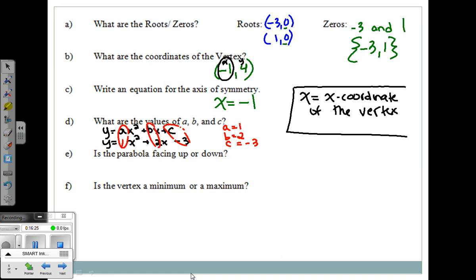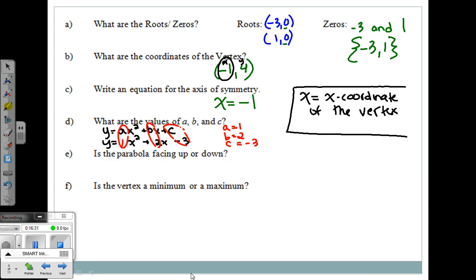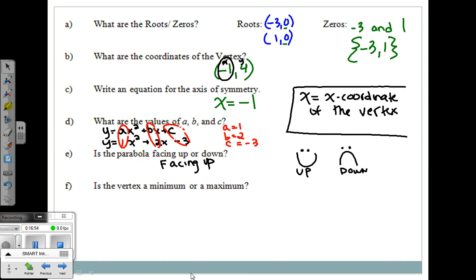Now, is the parabola facing up or down? It's facing up. It looks like a happy face. If you want to make a note to yourself, if it looks like a happy face, it's up, and if it looks like a frown, then it's down. Because our vertex is at the bottom, it's the lowest, we say that it's a minimum.